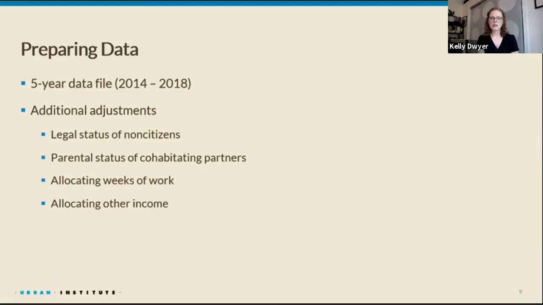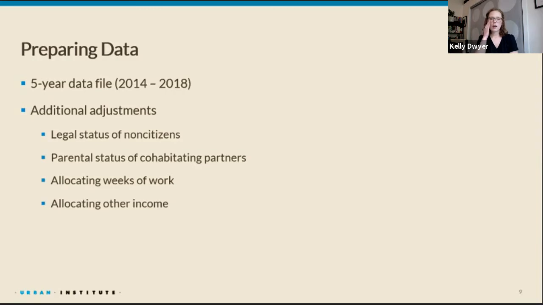So there are some adjustments made to the 5-year file before we get a hold of it, and then we also make some additional adjustments on our end, like imputing the legal status of non-citizens, as well as whether cohabitating partners are both parents of a child in a household, and both of these affect CCDF eligibility. We also allocate annual income and weeks of work across months in the year and allocate other income as reported in the ACS into a couple of different income buckets, including unemployment, which is not reported separately in the ACS, and child support, as both of these can affect eligibility in public assistance programs.